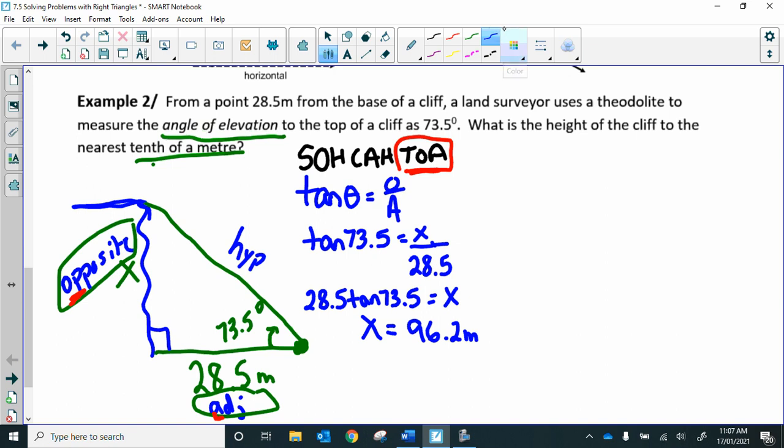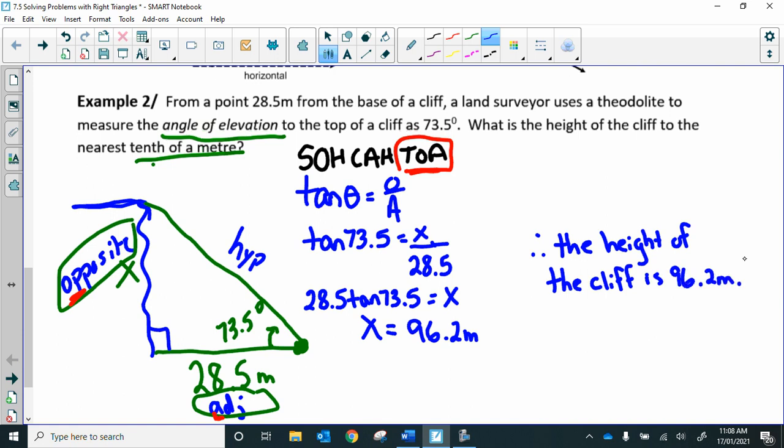And because it's a word problem, I would write a therefore statement. So the question was, what's the height of the cliff? So therefore, the height of the cliff is 96.2 meters. Okay, so I got my diagram, labeled it correctly, solved, got the answer, and I wrote a therefore statement. This is what I'm going to be looking for. We're going to do 2 more examples.